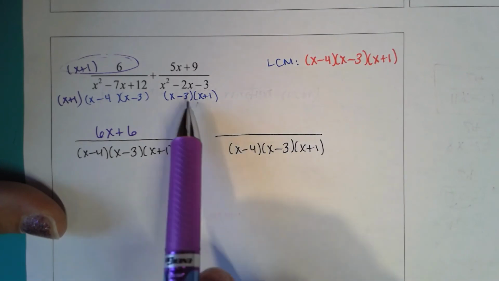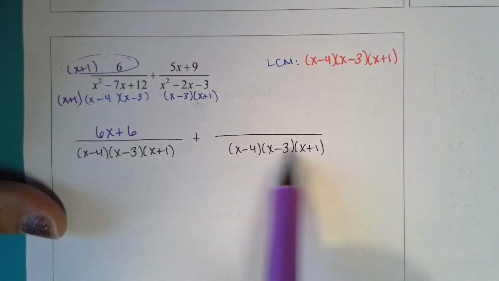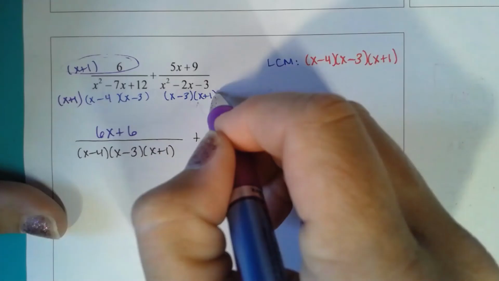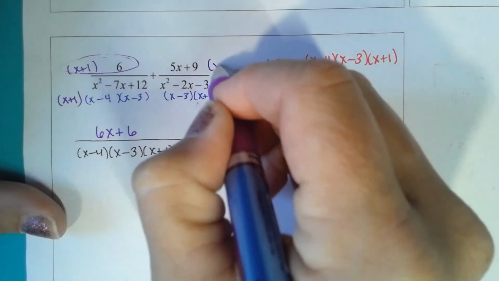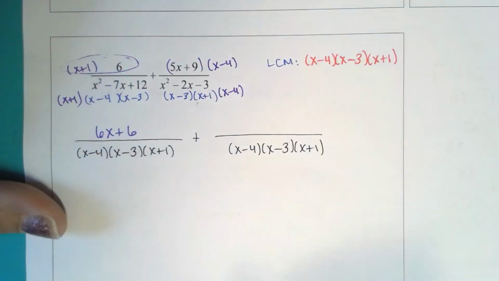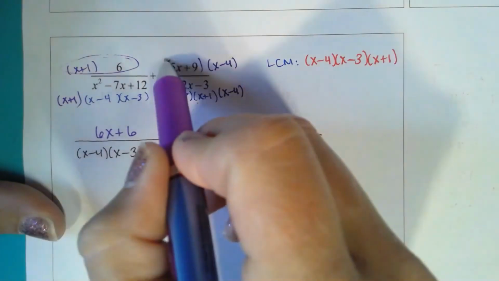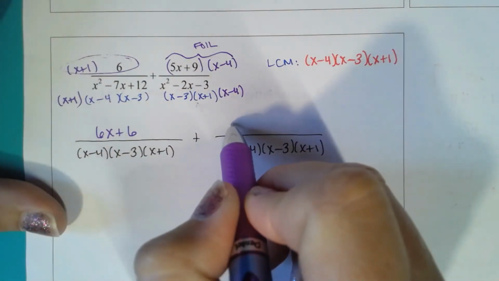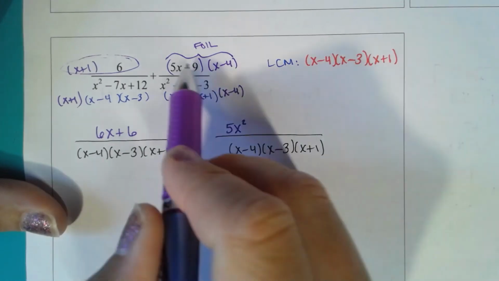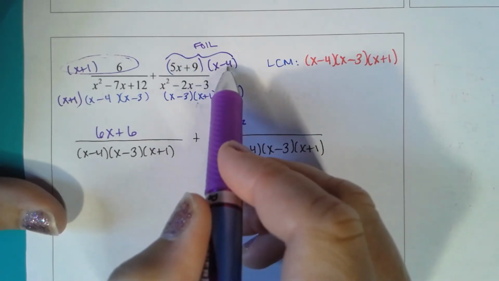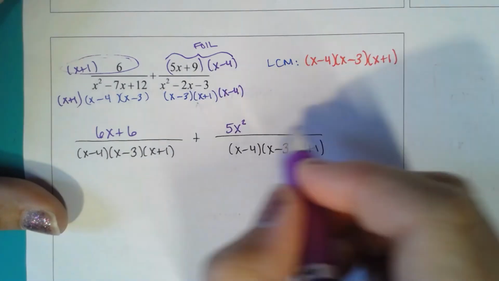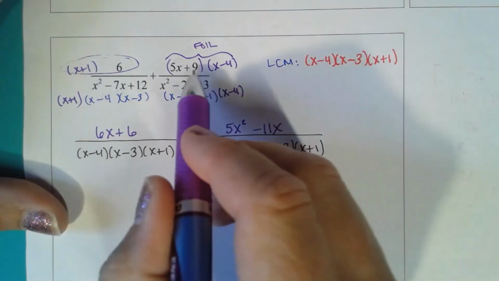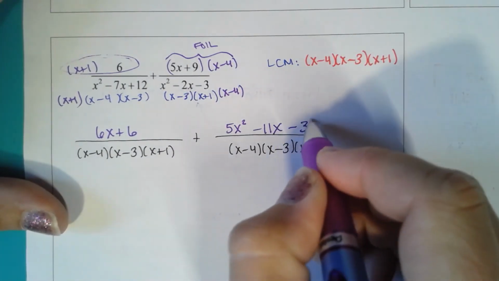My second fraction has the x minus 3 and the x plus 1, but it needs the x minus 4, so we're going to multiply the top and the bottom by x minus 4. We better FOIL those. So let's see, I get 5x squared minus 20x plus 9x minus 36.